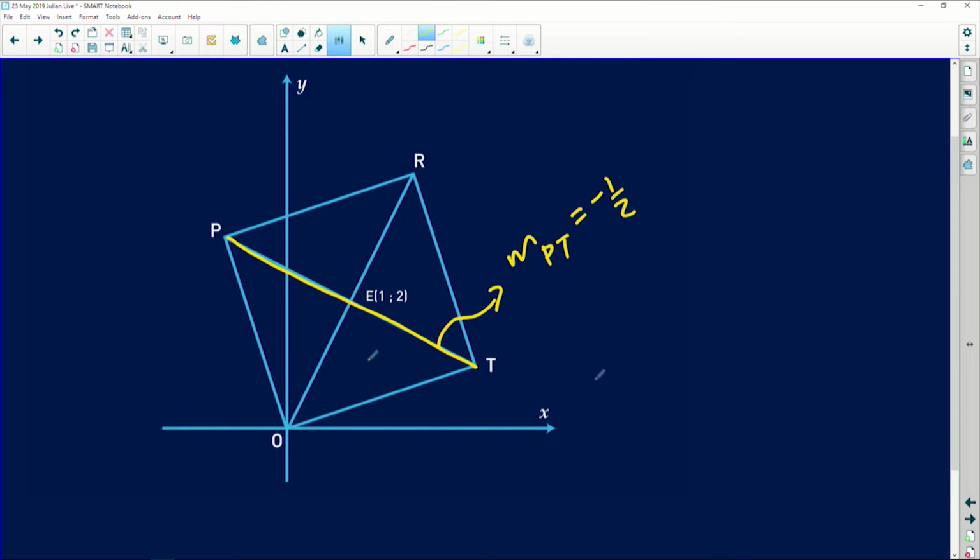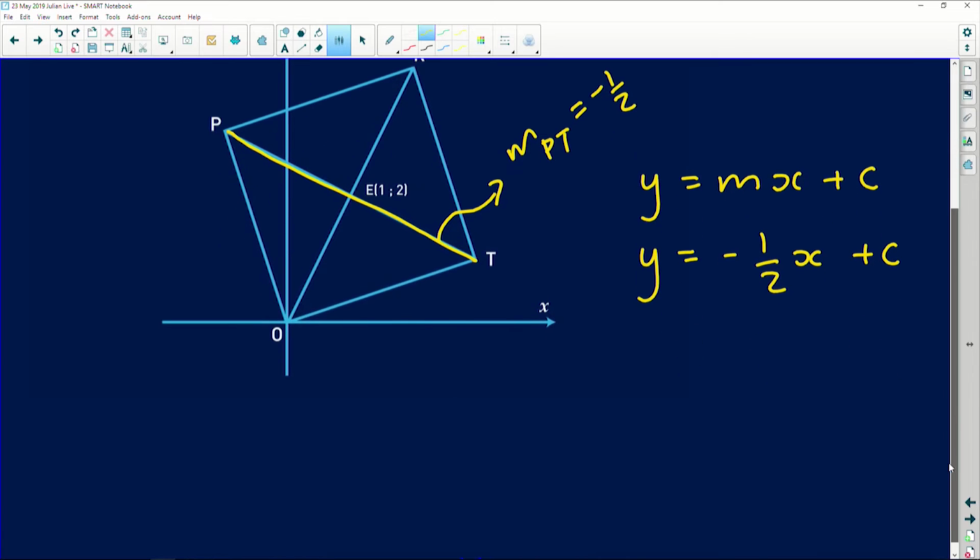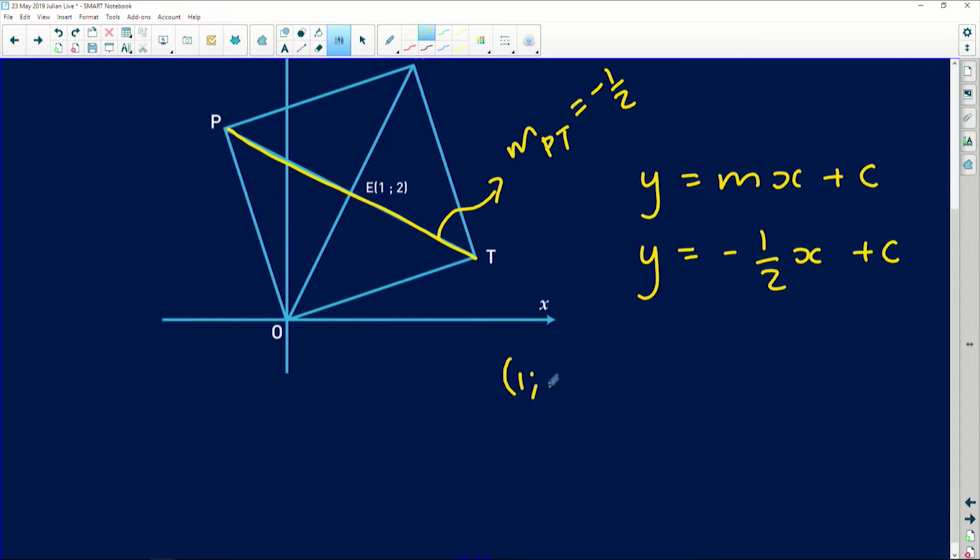I'm going to use the standard form of my equation, y equals mx plus c. I know my gradient is -1/2. I found that in my other question. So my new equation becomes y equals -1/2 x plus c. I know this line goes through the point (1;2). To find my c value, I'm going to substitute in this point, and then solve for c.